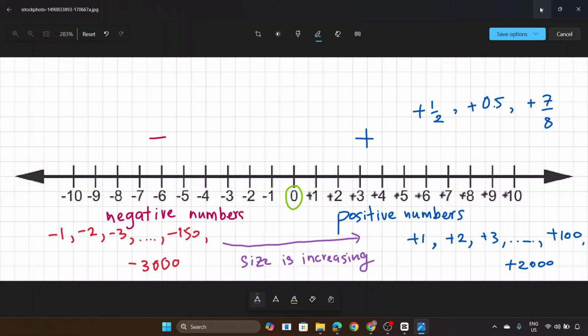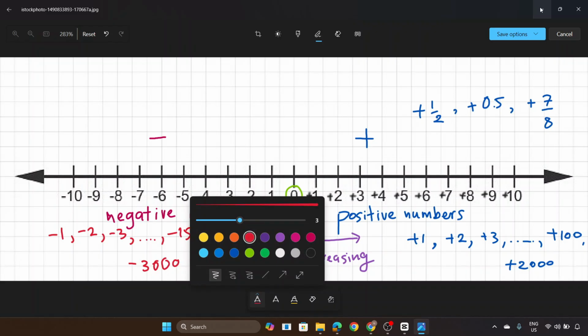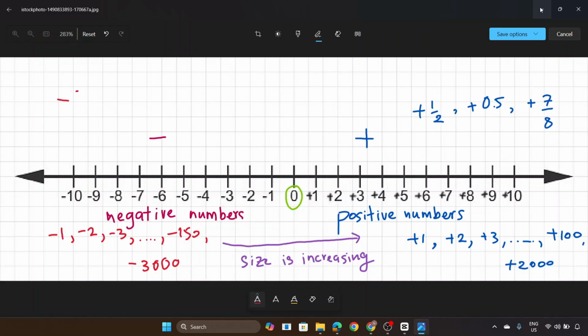Then again, for the negatives, we can write negative 3 over 4, negative 7.5, negative 99 over 100. These are also examples of negative numbers.